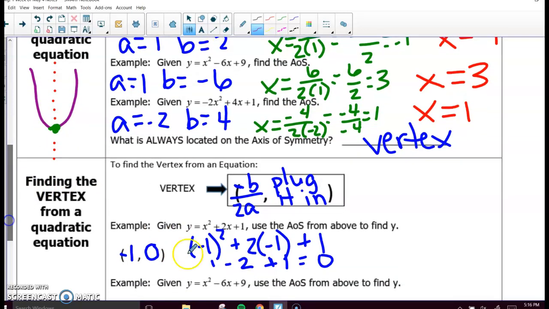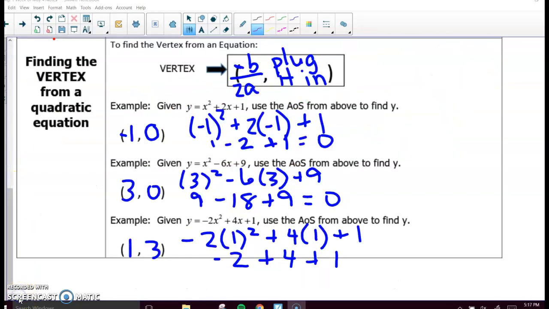Select pause to work through the next two. They do match the second and third example from above. The coordinates for the second vertex are 3, 0. The coordinates for the last one are 1, 3. As a reminder, when we do order of operations, exponents first, 1 squared, then multiplied by the -2.